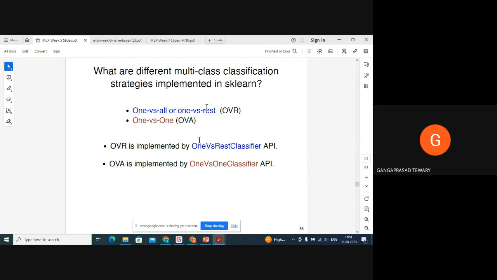Now let us move to the last two lines. OVR is implemented by the OneVsRest classifier API. This is clear. But one versus all is implemented by the OneVsOne classifier, no, that also is a typo there, it should be OVO. So this whole slide is a typo? Yes. Okay, basically OVA should be OVO everywhere.